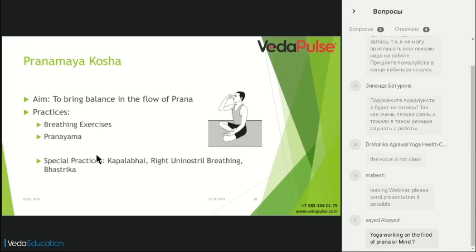So the practices include the practice of Kapalabhati and Bhastrika, and both these practices involve breathing at a very high speed.